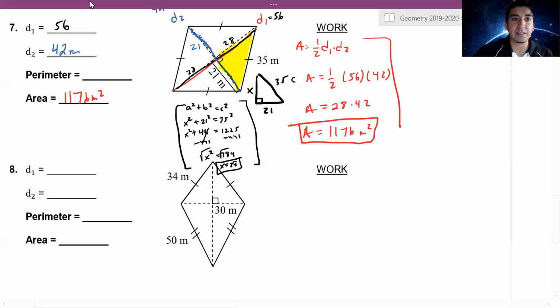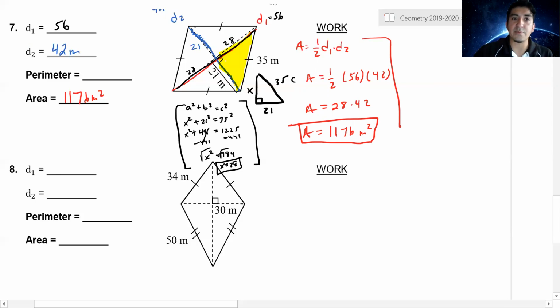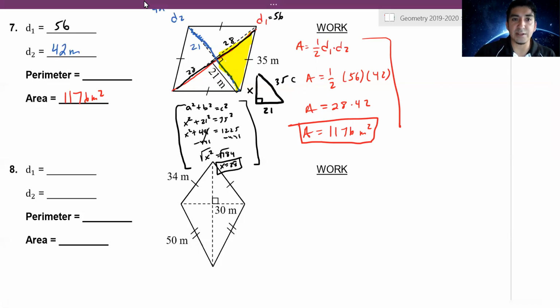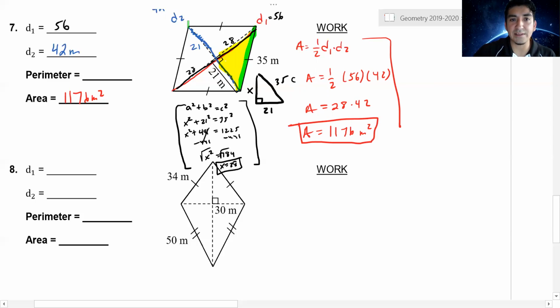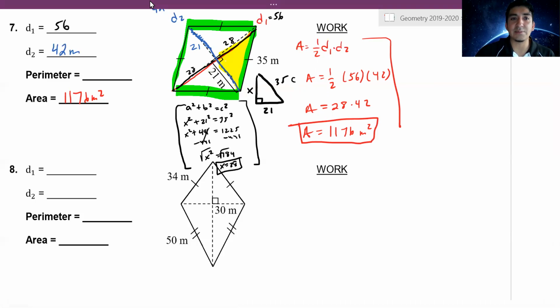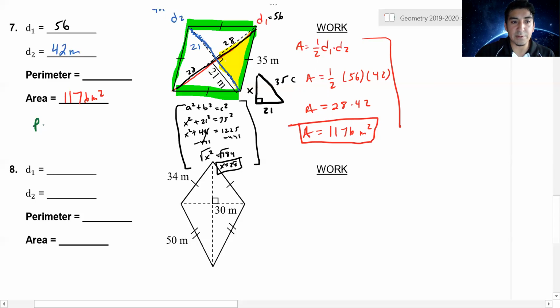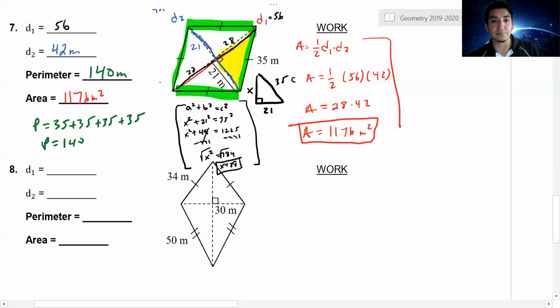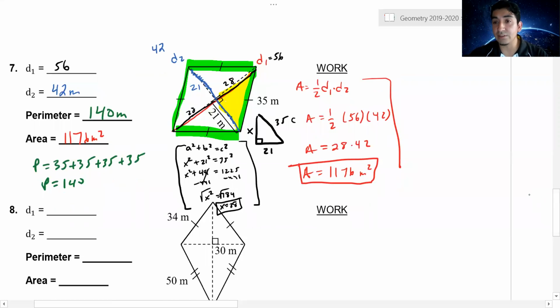Now, the easy one is going to be the perimeter, because if we're looking for perimeter, that's 35, this is 35, that's 35, that's 35, because they all have the same tick marks. So for perimeter, it will be 35 plus 35 plus 35 plus 35. So P is equal to 140 meters for that one. Okay, so that's going to be your rhombus example.